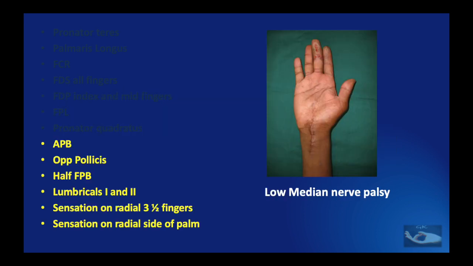If all the thenar muscles and the first and second lumbricals are paralyzed and there is a loss of sensation on the radial 3.5 fingers and the radial side of the palm, it is a low median nerve palsy with the lesion being proximal to the branching of the palmar cutaneous branch of the median nerve.